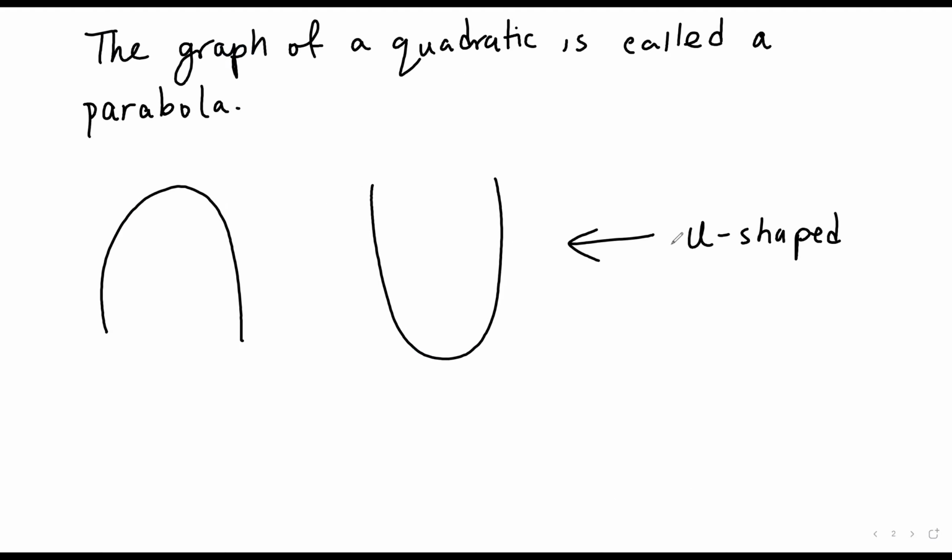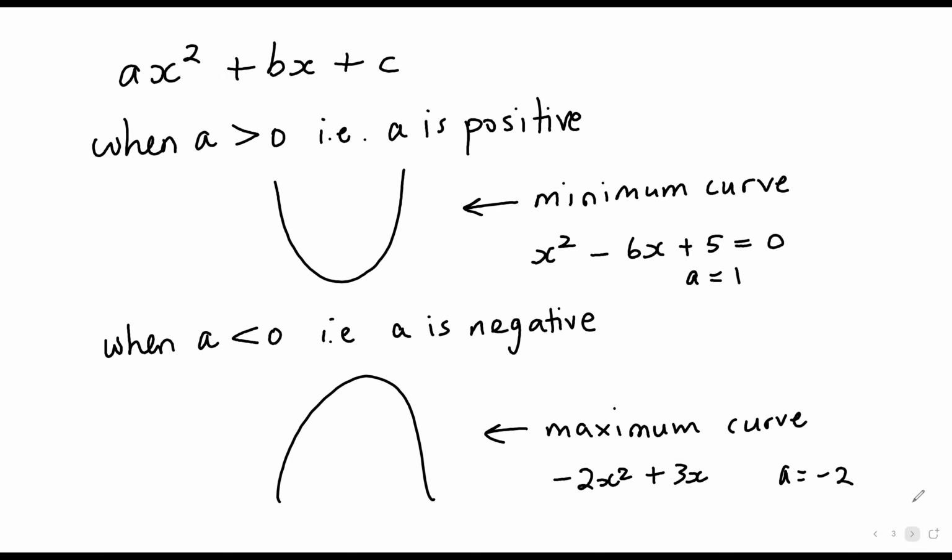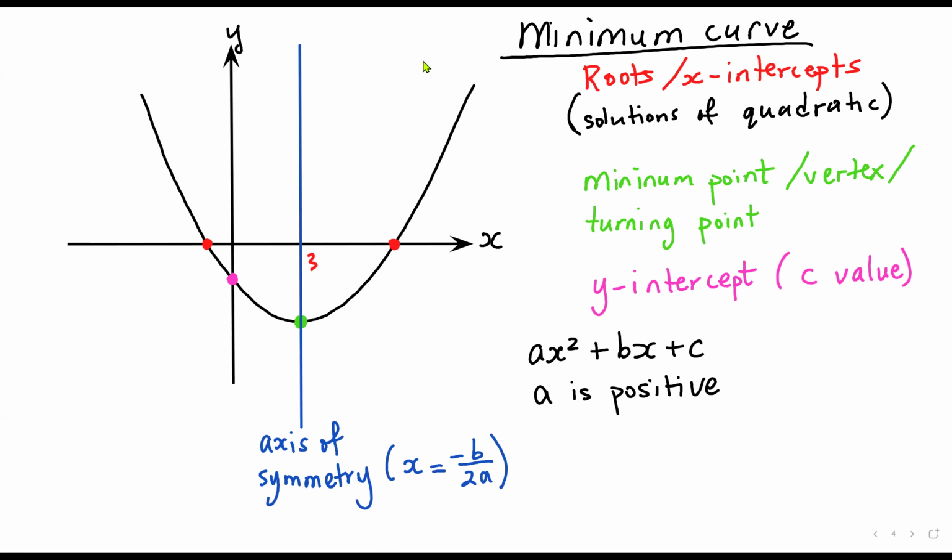Then we looked at the graph of a quadratic, which is called a parabola, and it's a characteristic U shape. The shape of the quadratic depends on whether a is positive or negative, right? So if a is greater than 0, that is if a is positive, you have a minimum curve, and when a is negative, you have a maximum curve. We also looked at the features of both curves, starting with the minimum curve.